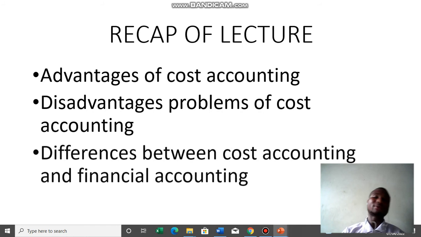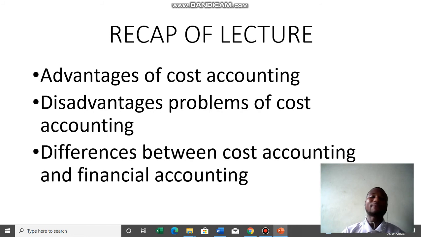We have also looked at the difference between cost accounting and financial accounting, and primarily we said cost accounting reports to insiders of the organization, while financial accounting reports to outsiders of the organization. We have also said that cost accounting reports are not mandatory. But for financial accounting, the reports are mandatory. You must prepare your reports.